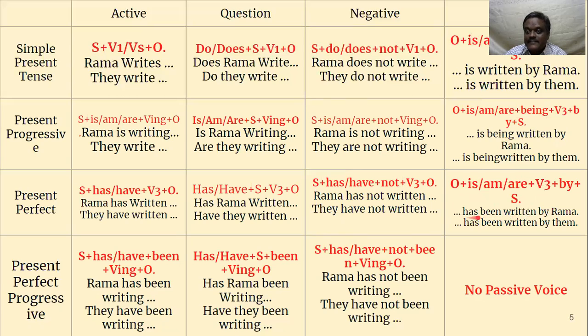A letter has been written by Rama. If it is letters, then we have to use letters have been written by them. Letters have been written by. Letters is plural. If it is plural, we have to use have. Otherwise, we have to use has.